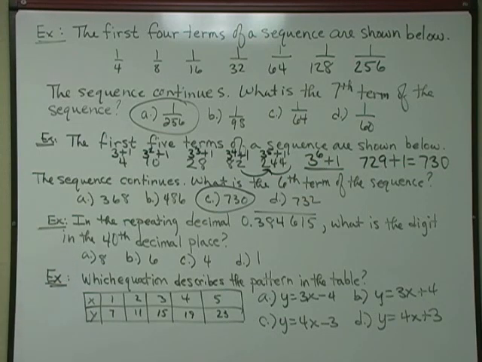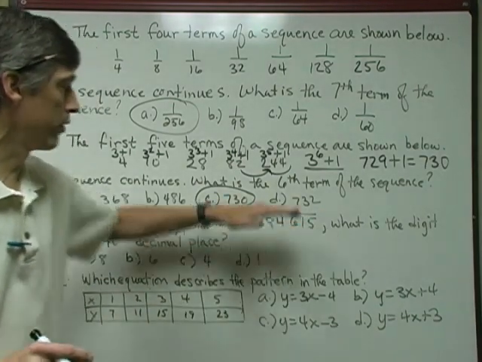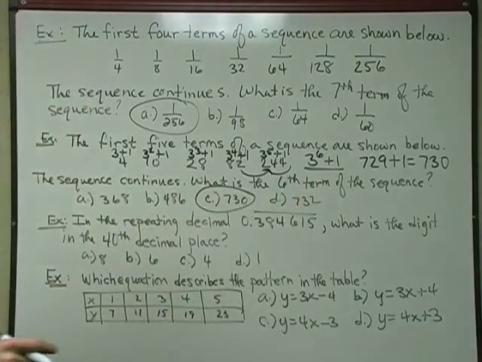Next one up, it says, in the repeating decimal 0.384615, and you can see the 384615 has the little bar above it, or the vinculum above it, that tells you that it goes on forever. 384615, 384615, 384615, forever and ever. What is the digit in the 40th place?